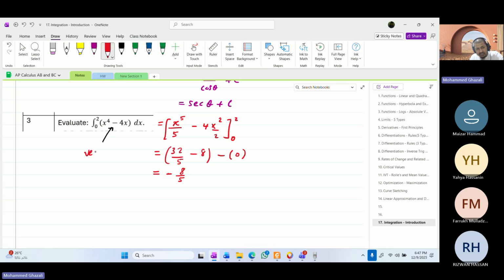If this was velocity, the area under this graph, the antiderivative, will give you the displacement. So the displacement will be from 0 to 2. But now, if you're looking at the type of function, you have to sketch the function over here. So what this negative is giving you is actually the net change, the displacement. Okay.